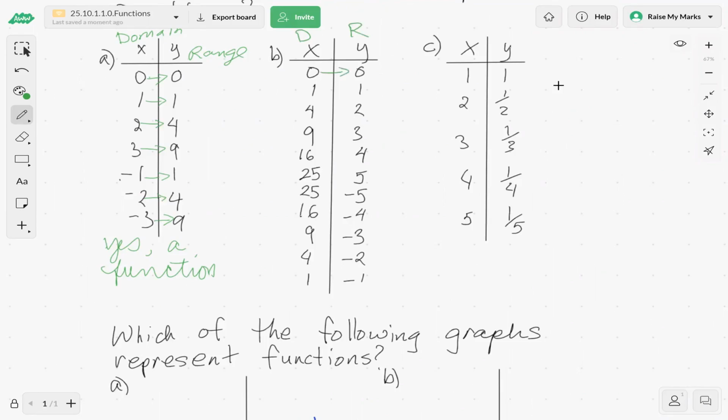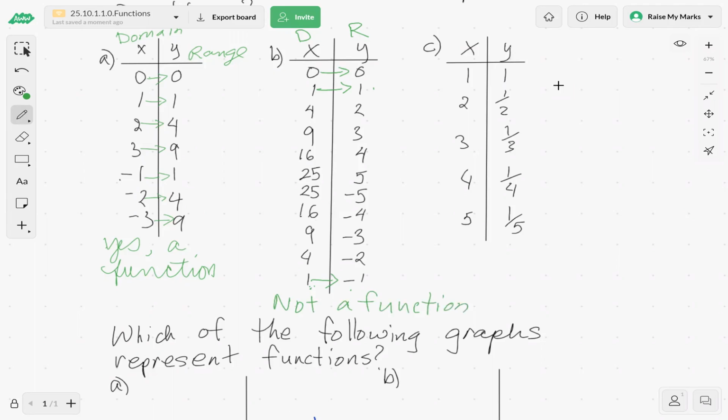So 0 maps to 0, that's good. Any other zeros? Then we have 1 maps to 1. But I notice here that our X value 1 also maps to -1. So this means X maps to two distinct values in the range. So already I know this is not a function.